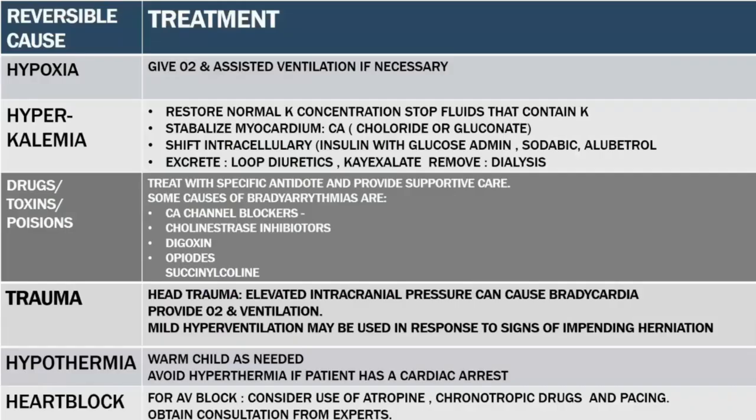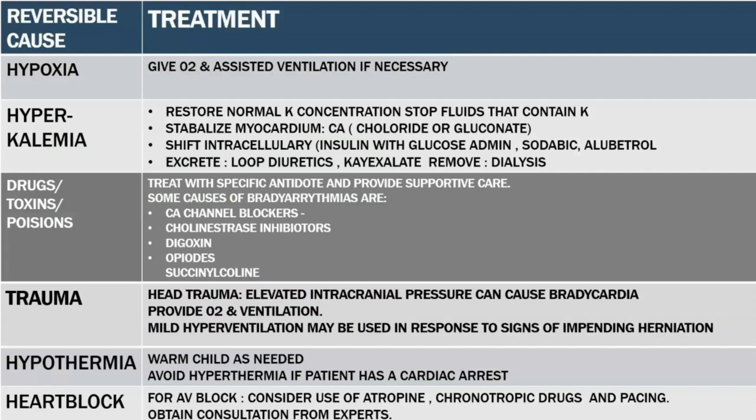It's always important to remember to treat your reversible causes. For your hypoxia, you'll give your oxygen and ventilation as necessary. For your hyperkalemia, you want to stabilize the myocardium and shift the potassium intracellularly. For drugs, toxins, or poisons, you want to treat with a specific antidote and provide supportive care. For any trauma, if there's a head trauma, elevated intracranial pressure can cause bradycardia. Provide your oxygen and ventilation.